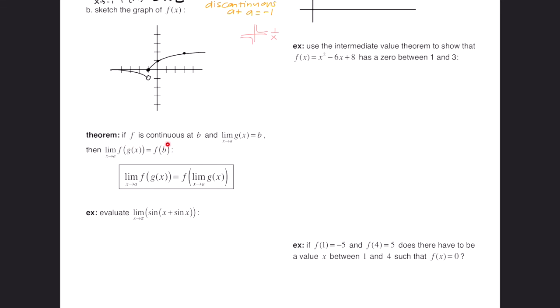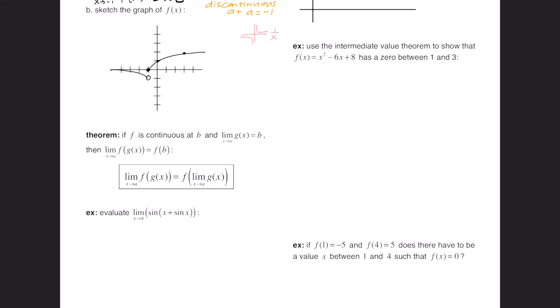Here we have a theorem. It says if f is continuous at b and we have the limit as x goes to a of g of x equals b, we have this theorem. The limit as x goes to a of f of g of x. So if you have a composition of functions, you can pull the outer function to the outside and take the limit of the inner function right here. So we're going to apply this theorem in this next problem.